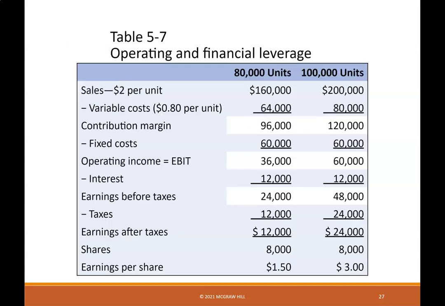Table 5-7, operating and financial leverage at 80,000 units and at 100,000 units. So move through the cost volume profit statement. Sales minus variable costs equals contribution margin, minus fixed costs equals the earnings before interest and taxes, minus the interest expense to get earnings before tax, minus your income taxes to get earnings after tax, and then take your earnings available to the common shareholders, divide that by the number of shares outstanding to get earnings per share.